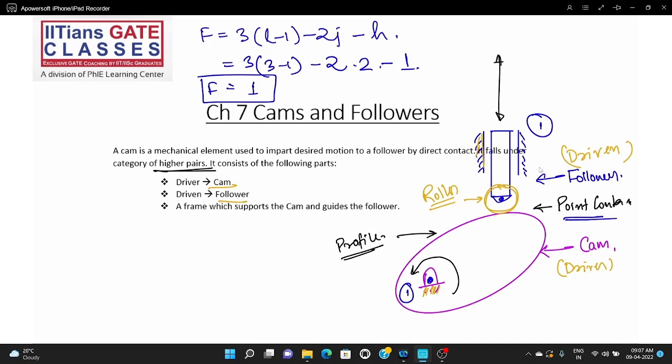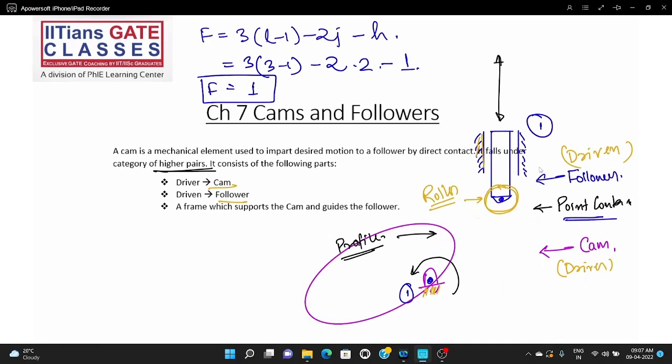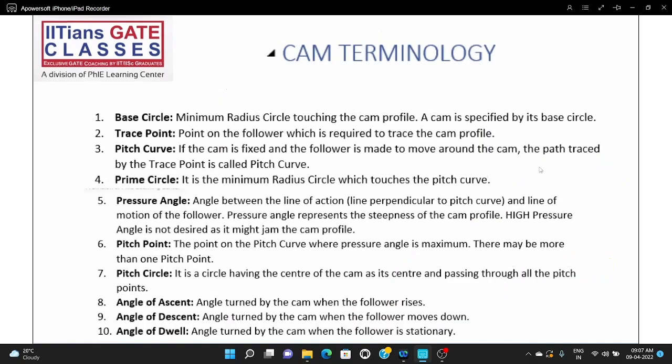So the minimum number of members required to form a machine is 3. That is cam and follower. Now, if you are asked, if there should not be any higher pair, the minimum number of members required to form a machine or mechanism with only lower pairs, that is 4. That is, you have seen the 4-bar mechanism. Okay, so cams and followers will not be required in very much detail, right?